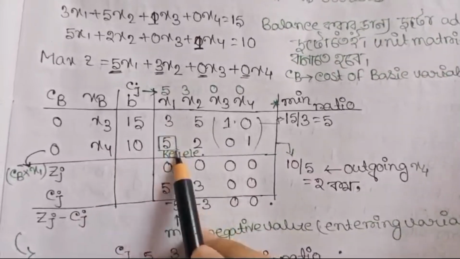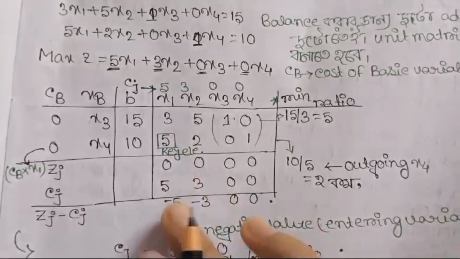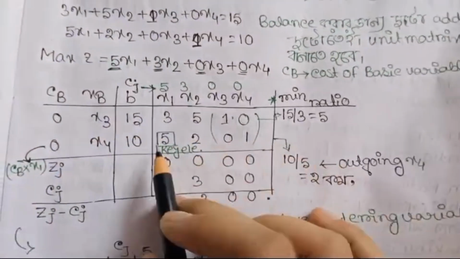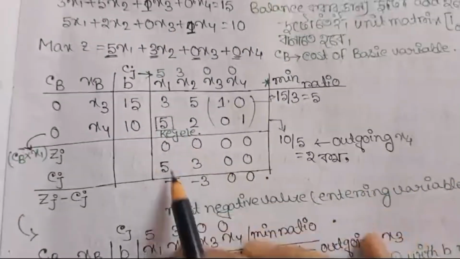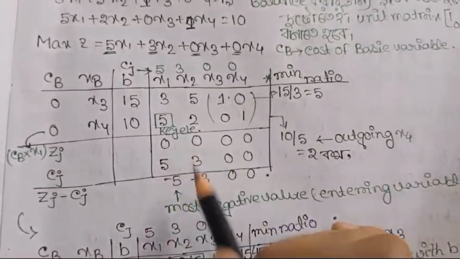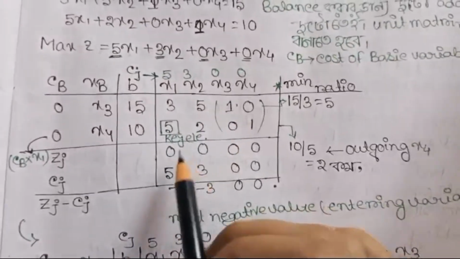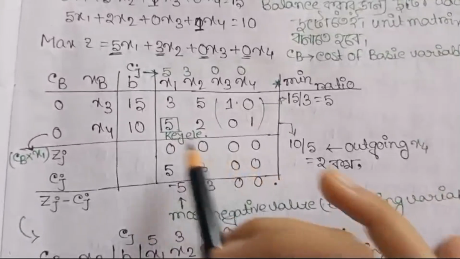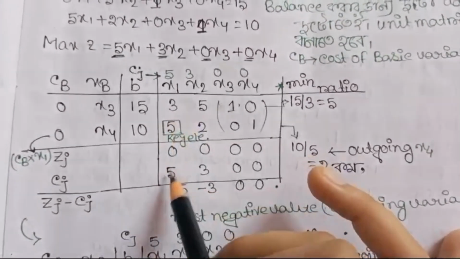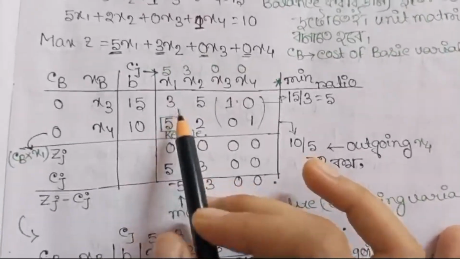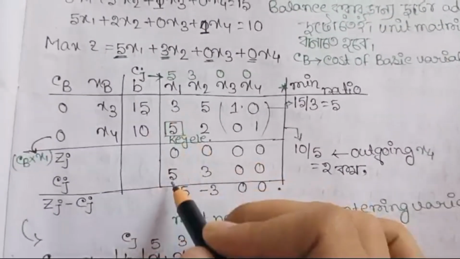So this will be our key point, this will be our key element. You can see here, here and here, this is the crossing point. So this will be our key element. So in our next table, we have to do some row elementary and column elementary operation to get this key element as 1 and this other element will be 0. In this column, this will be 1 and others will be 0.